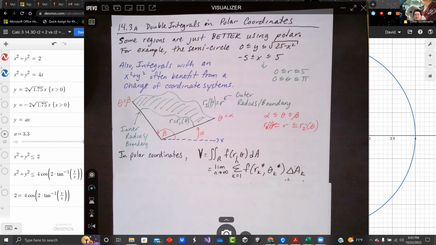This is 14.3, Calculus 3. We're doing double integrals in polar coordinates. And let's just jump right into it.